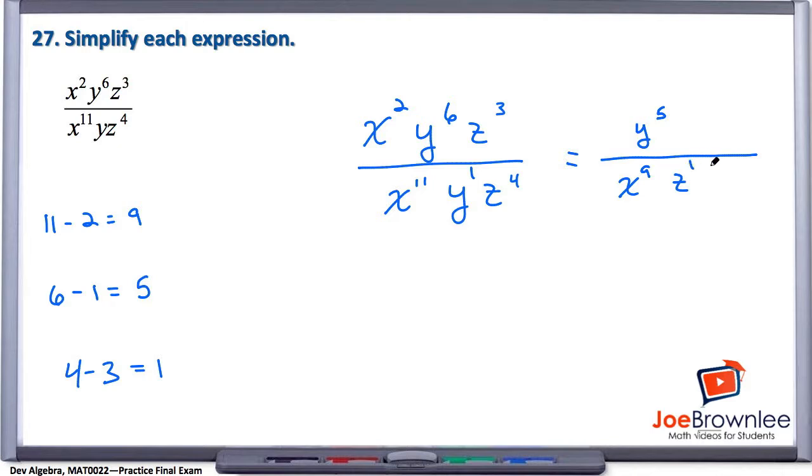So we're going to have z to the 1st, but because it's a positive 1, we're not going to write that z to the 1st. We're not going to indicate the first power there. And so our final answer is y to the 5th over x to the 9th z.